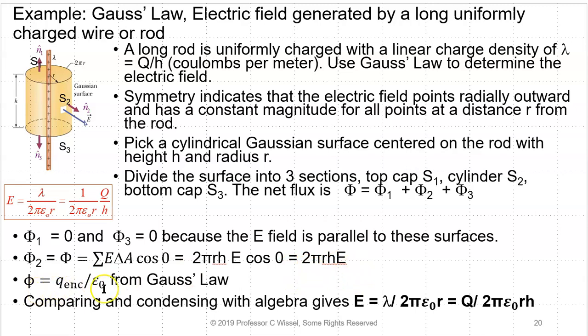Phi is then Q enclosed divided by epsilon naught from Gauss's law. We can combine them, condense it with a little bit of algebra. E equals lambda divided by 2 pi epsilon naught times r, or Q divided by 2 pi epsilon naught r h. Now remember, lambda is the linear charge density.